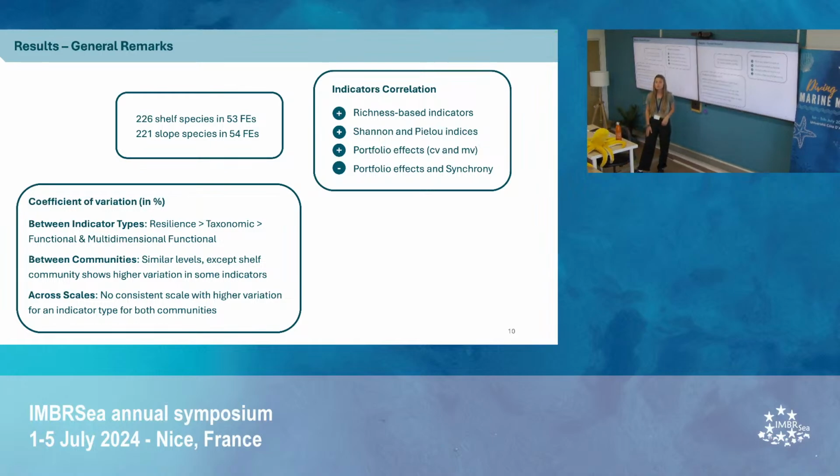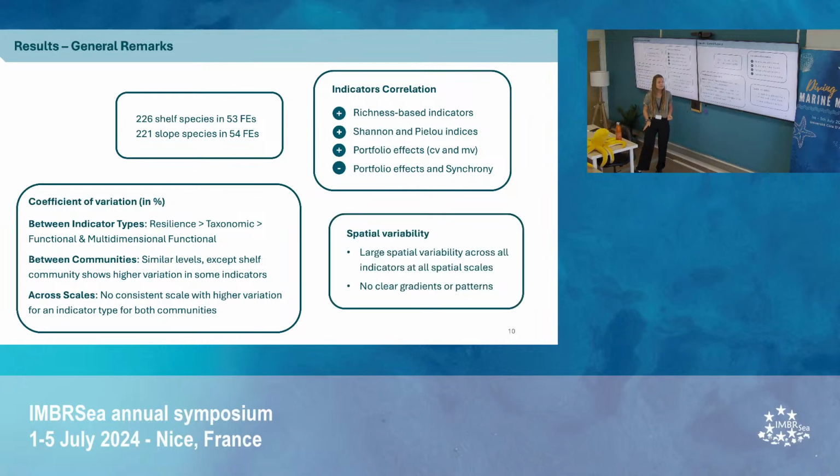Then we calculated the coefficient of variation for each indicator in both communities within each spatial scale. And I found a consistent pattern between indicator types, where resilience indicators always showed a higher percentage of variation than taxonomic indicators, themselves always higher than functional indicators. Between communities, there was a similar level of variation, except for some indicators where the shelf community showed higher variation. And there was no consistent scale with higher variation for a given indicator type common to both communities.